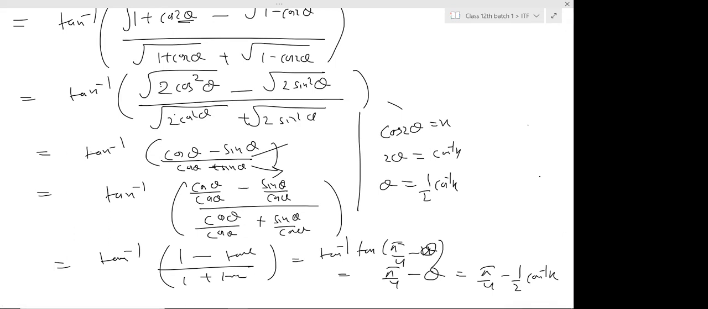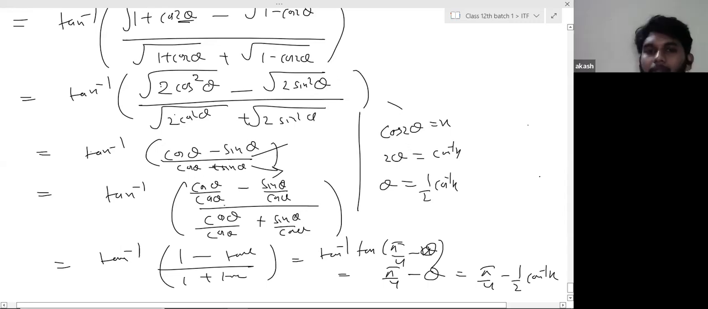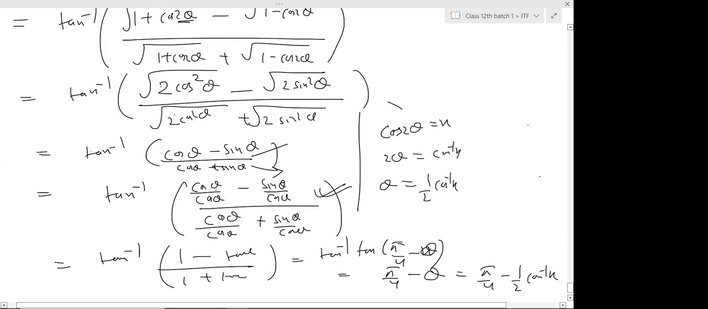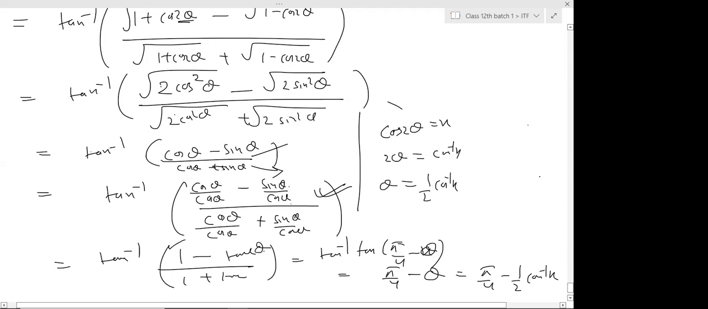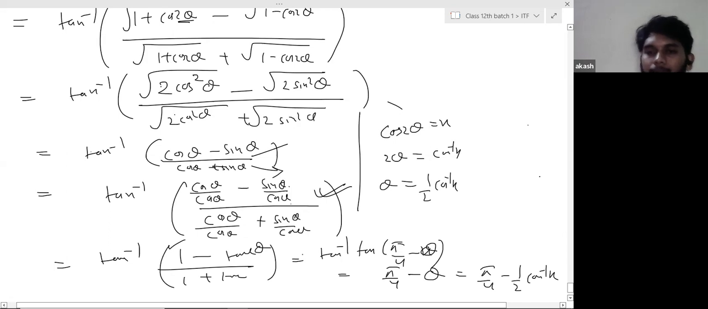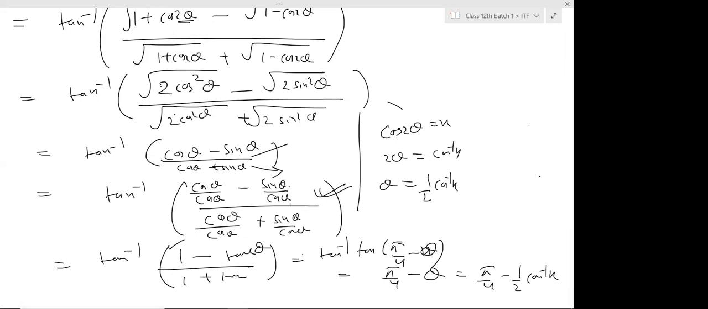Yes, sir. All right, Ishan. Sir, how did cos theta minus sin theta by cos theta become 1 minus tan? See, I divided this whole equation by cos theta. This step is clear, Shikani? Yes. So cos theta upon cos theta is 1. Sin theta upon cos theta is tan theta, okay. Yes, right? Is it clear now, Shikani? All right.